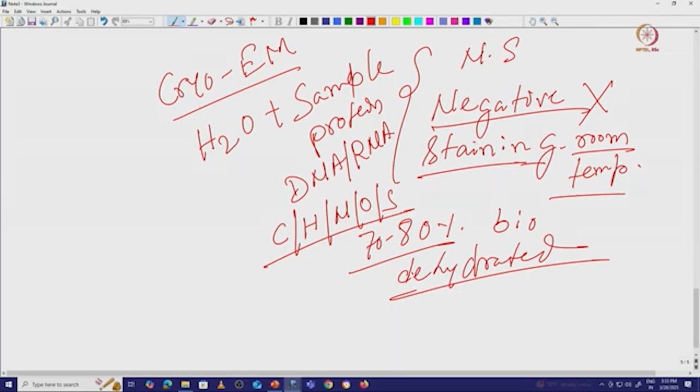Will the water stay as a liquid form? No, it will form amorphous ice. Our biological science sample will be embedded in that amorphous ice. Now when there is amorphous ice, if there is a very strong electron dose, that ice will start melting. If the ice starts melting, the sample will disperse, and the sample will not be fixed.